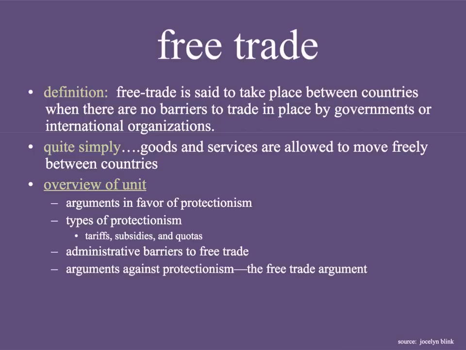So first, free trade. What is it? Well, here's a definition. Free trade is said to take place between countries when there are no barriers to trade in place by governments or international organizations. It's just like it sounds, right? It takes place between countries internationally when there are no barriers to trade in place by governments of both countries or international organizations. So, quite simply, goods and services are allowed to move freely between countries. Okay, so free trade means frictionless movement of goods.